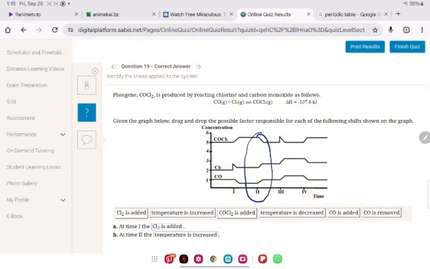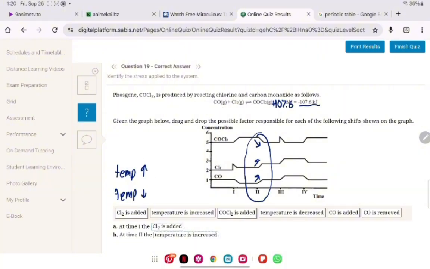Okay, so as you can see, COCl2 decreased. See, it went down, and Cl2 increased, and CO increased. Since this is negative, it's exo, so plus 107.6. So we're gonna look here, and since COCl2 decreased, how will we know if the temperature increased or the temperature decreased? So let's try temperature increased, and then we're gonna try temperature decreased.